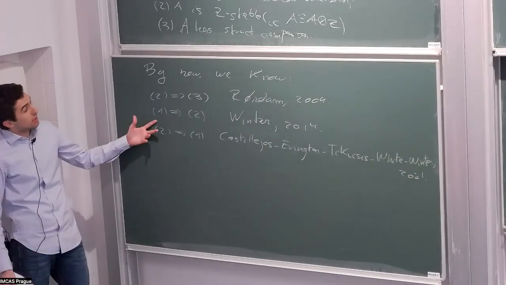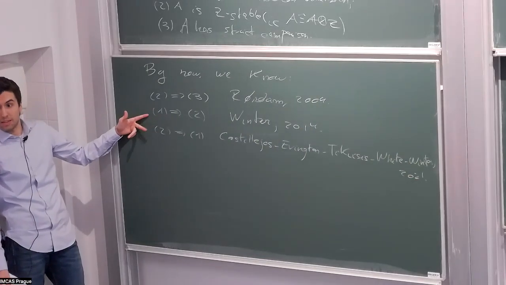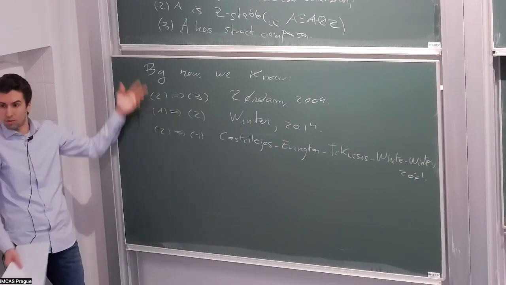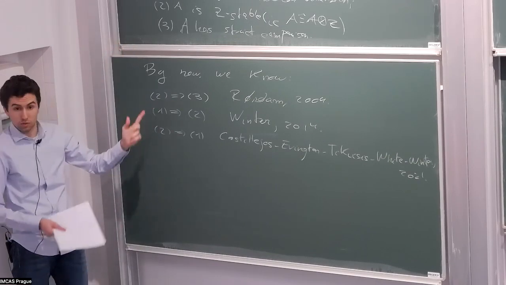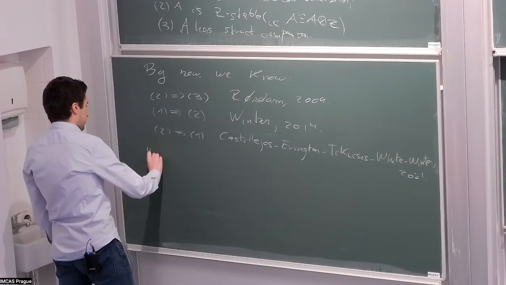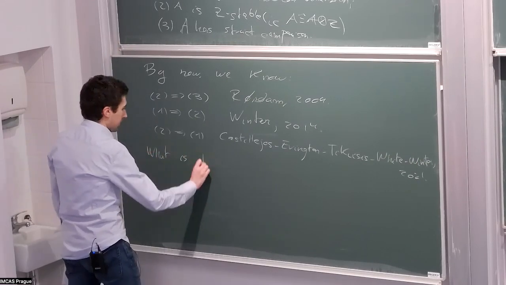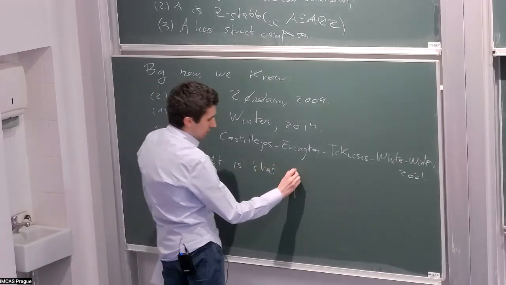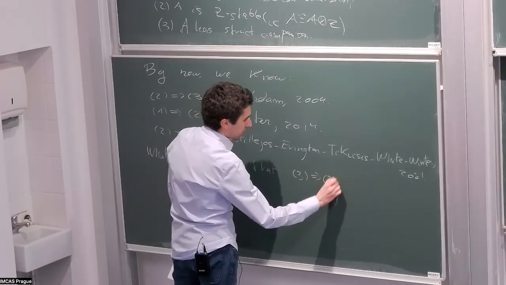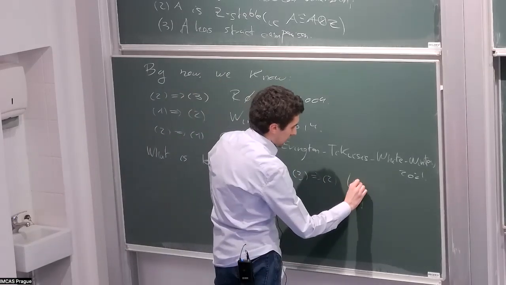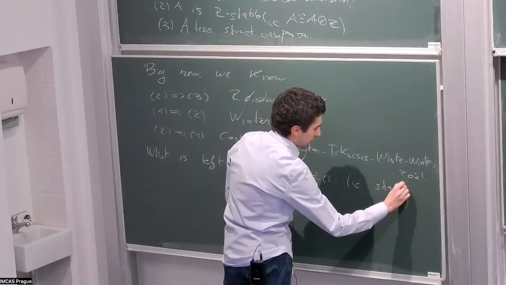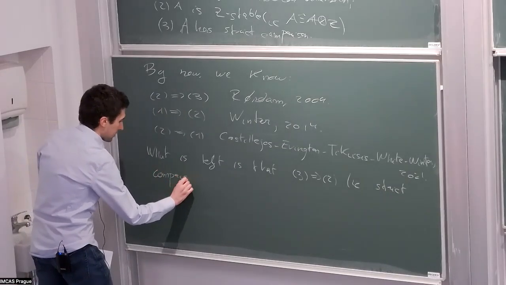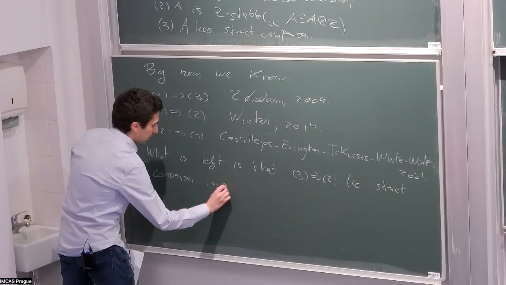So as you can see, we know that the first 2 conditions are the same, and that any of these 2 implies the third. So all that's left to prove is that the third one implies one of the first 2, namely that 3 implies 2. So what's left is that 3 implies 2. In other words, that strict comparison implies stability.